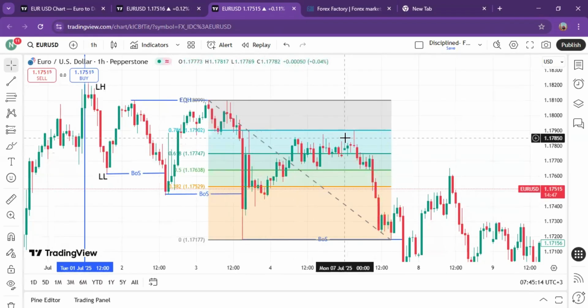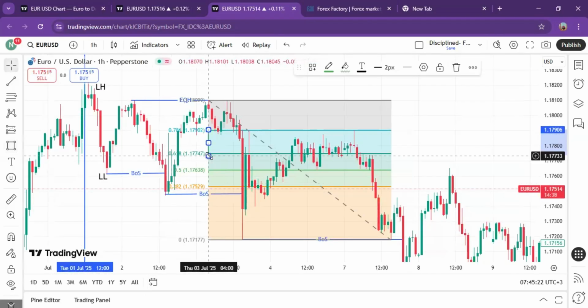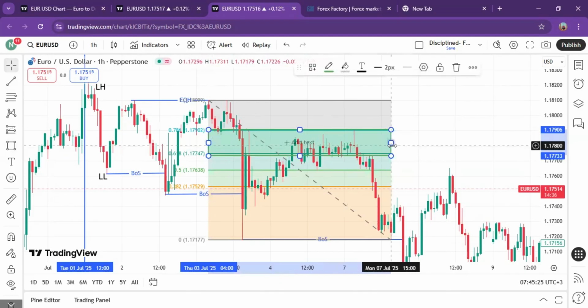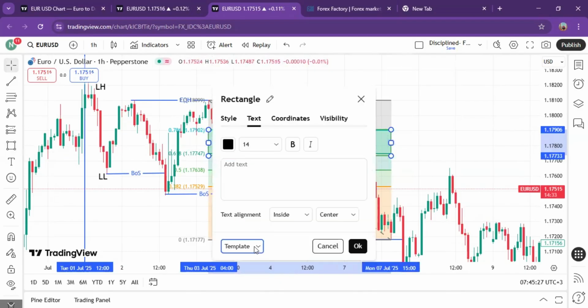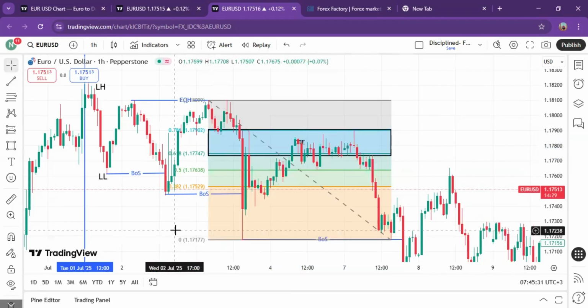And the market retraced back to the OTE zone. So you just pull your rectangle at that point and mark the zone. So you just mark the OTE zone.